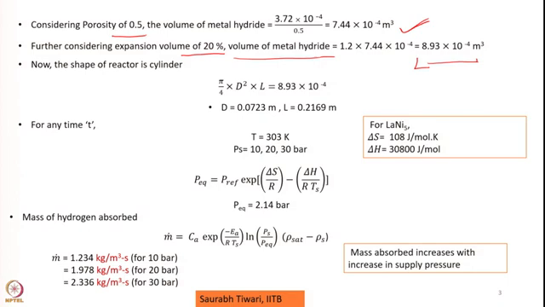Now, in the question that we have seen, it is also given that the shape of the metal hydride reactor is cylindrical and the L by D ratio is 3.